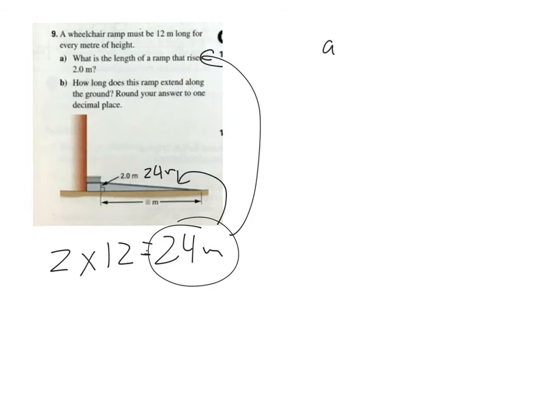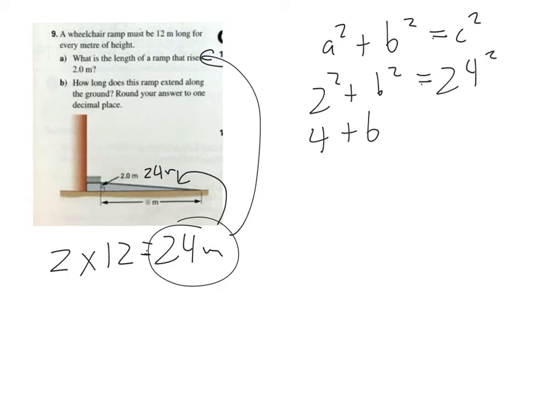So now if we go back into our Pythagorean relationship, we have a squared plus b squared equals c squared. Our a again is going to be the 2 meter height. Our b is going to be our unknown, and our c is our 24 meters. It doesn't actually matter which one's a and b, but we'll do it this way for this one. So we've got 2 squared plus b squared, we don't know b squared, is c squared, is 24 meters squared. So 2 squared is 4 plus b squared is 24 squared, which equals 576.